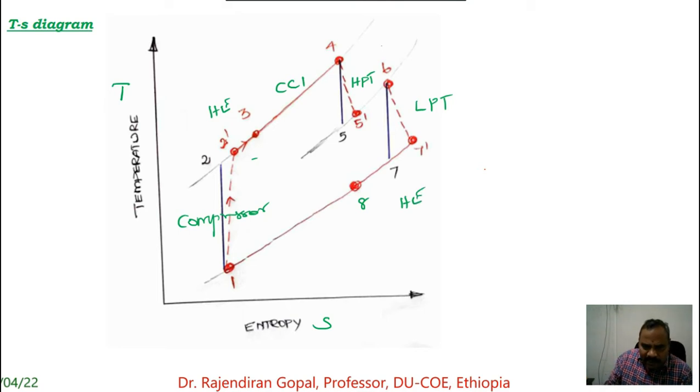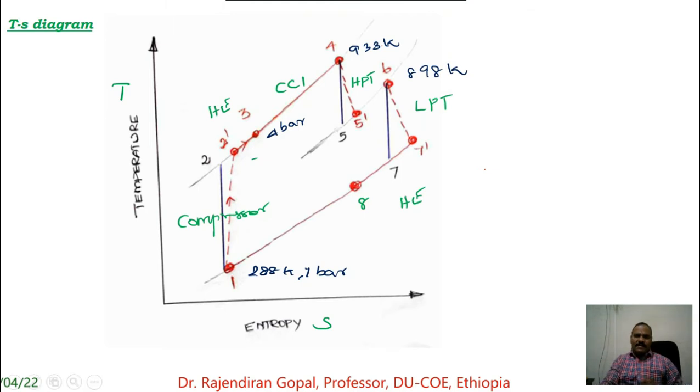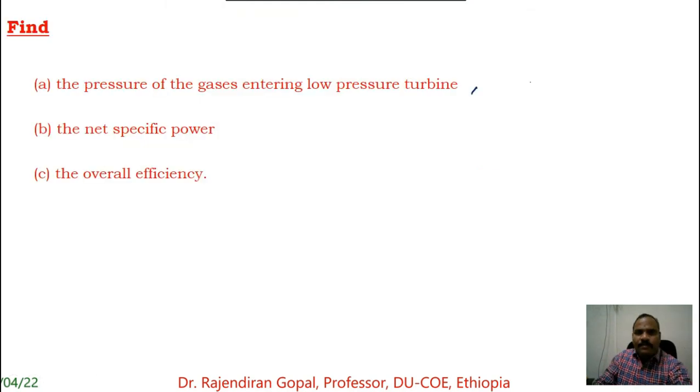The temperature entering the compressor is 288 Kelvin and 1 bar. Then the pressure ratio in the compressor is equal to 4, means this one is 4 bar. Then the temperature entering high pressure turbine is 933 Kelvin. Temperature entering the low pressure turbine is 898 Kelvin. Then the effectiveness of heat exchanger is given. Now find the pressure of gases entering low pressure turbine, that is equal to P6 or P5. Then the net specific power, then overall efficiency of the cycle.